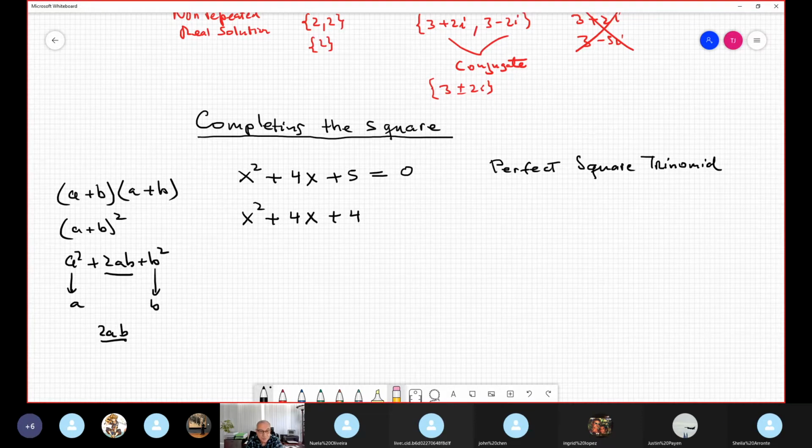It's a perfect square. In this case, I'm checking if it's a perfect square or not. The square root of this guy is x. The square root of this guy is 2. And 2 times x times 2 is 4x. This is a perfect square. Okay.